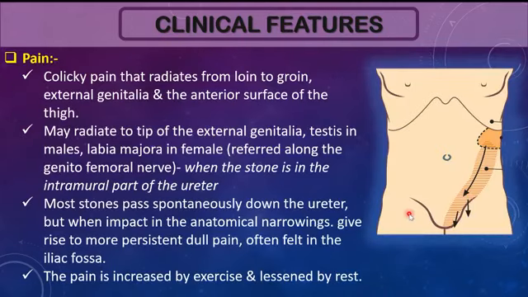Clinical features. The main clinical feature is pain. The pain is colic in nature and radiates from loin to groin. It is a very important one. The colic pain radiates from loin to groin, external genitalia and the anterior surface of the thigh. It may radiate to the tip of the external genitalia, testis in the male, labia majora in the female, referred along the genitofemoral nerve when the stone is in the intramural portion of the ureter.